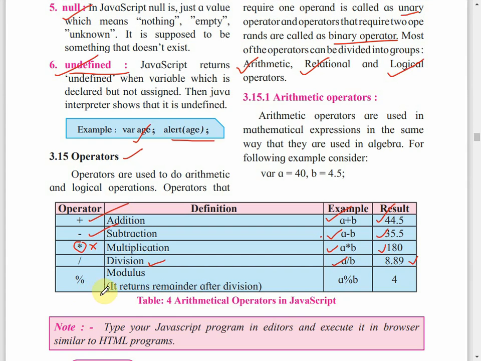Then you can use the percentage sign. The percentage operator is used for modulus, and it returns the remainder after division. That is, a divided by b, written as a % b, and then you will get a result. This way you can use the operators to write a program in JavaScript. These are all called arithmetic operators.